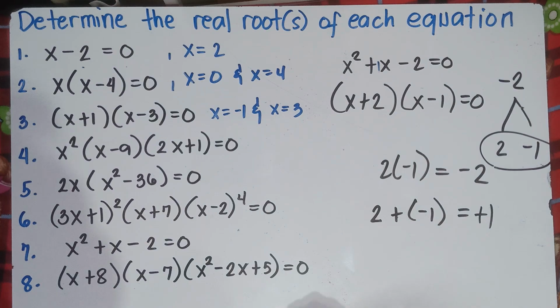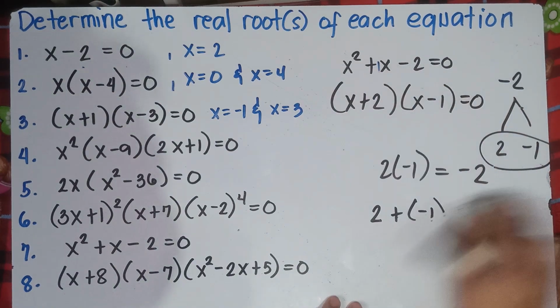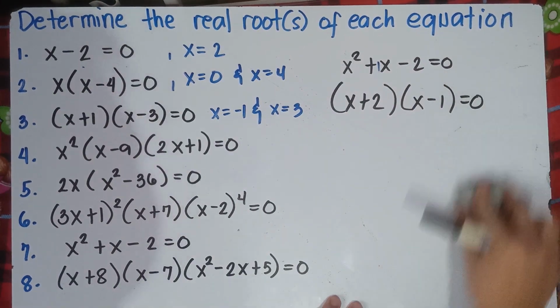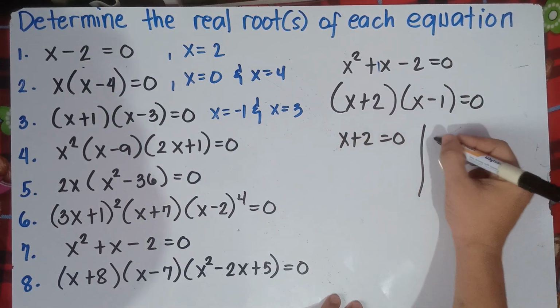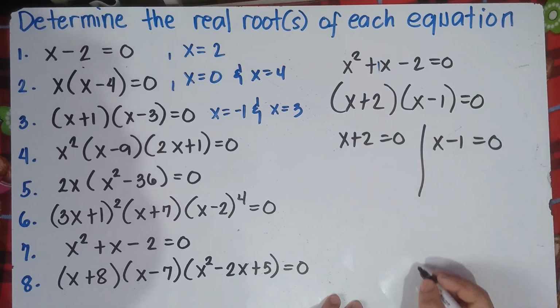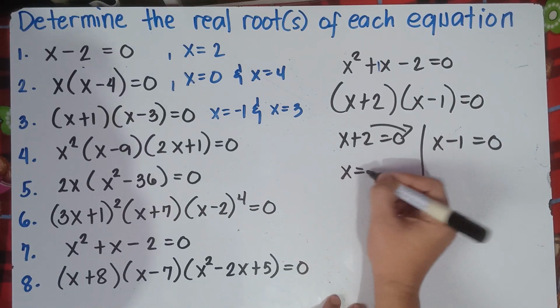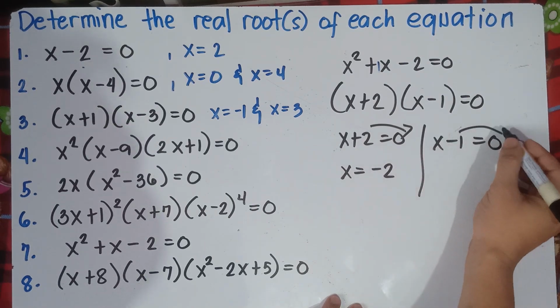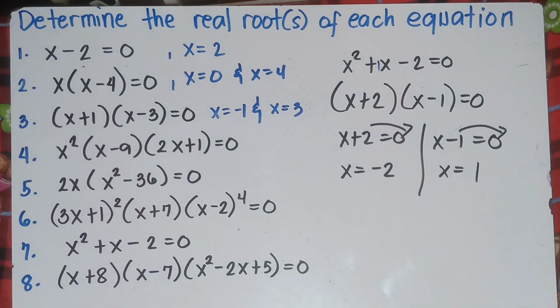So that's how you factor, class. You find two numbers that when you multiply, you will get negative 2, and when you add, you will get positive 1. So, you equate these to 0. So, this will be x plus 2 equals 0 and x minus 1 equals 0. So, transfer this 2. This is positive, so x equals negative 2. This is negative, you transfer this one, so x equals positive 1. That's it, class. That's the answer for number 7. Easy, right?